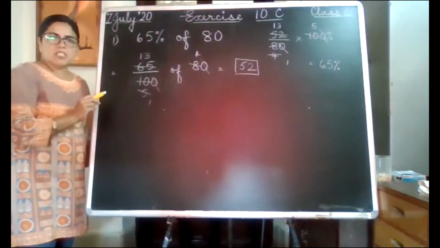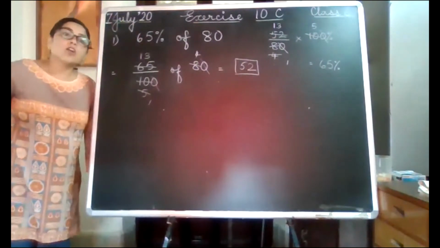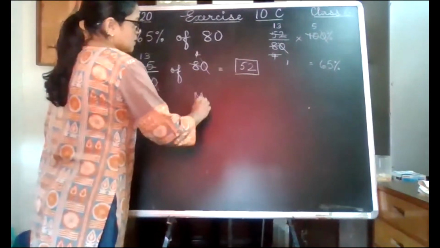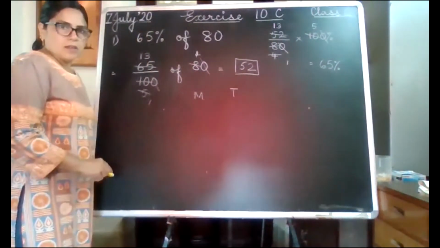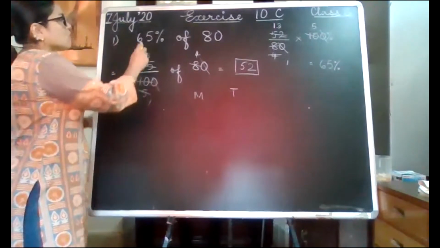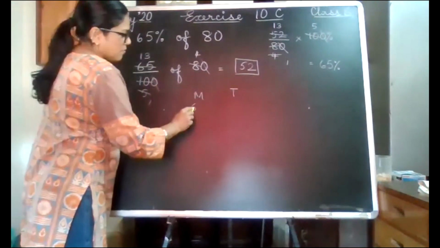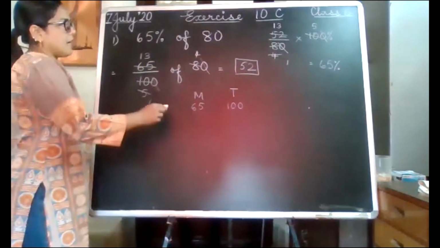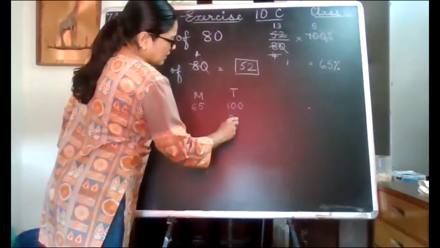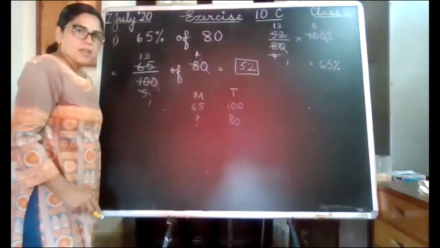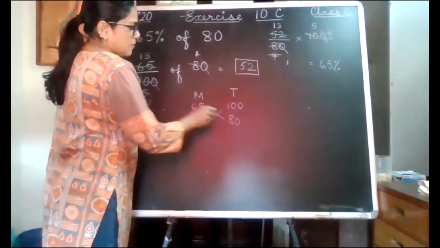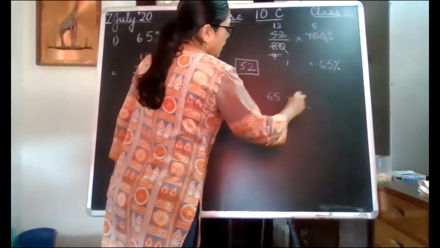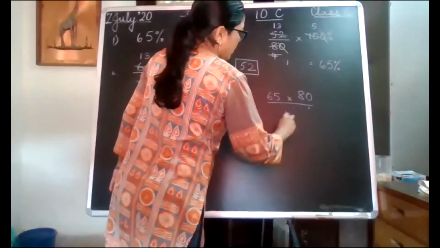Now this very question can be done in another way also using the cross multiplication method. Now what are the two things? There is the marks and the total number of marks of the test. So 65% means he would have scored 65 if the test was out of 100. But now the test is out of 80. So what are his marks? Cross multiply. The numbers that face each other are to be multiplied. 65 multiplied by 80 upon 100.